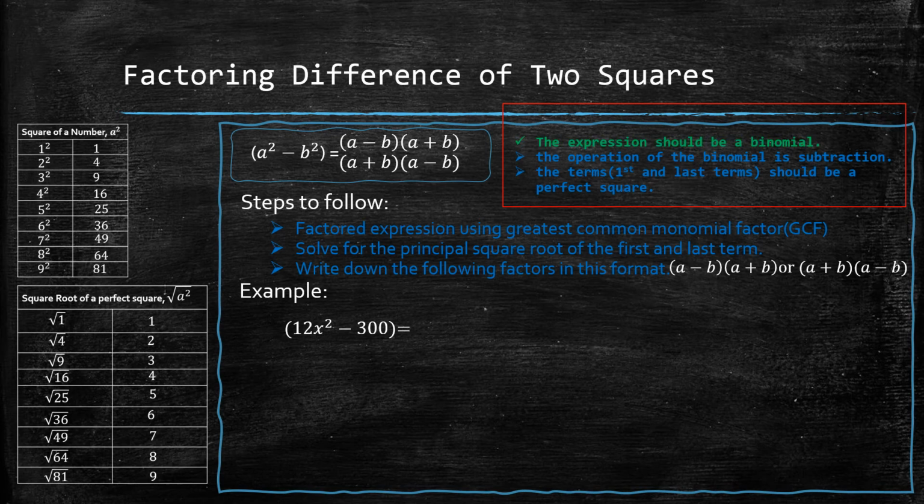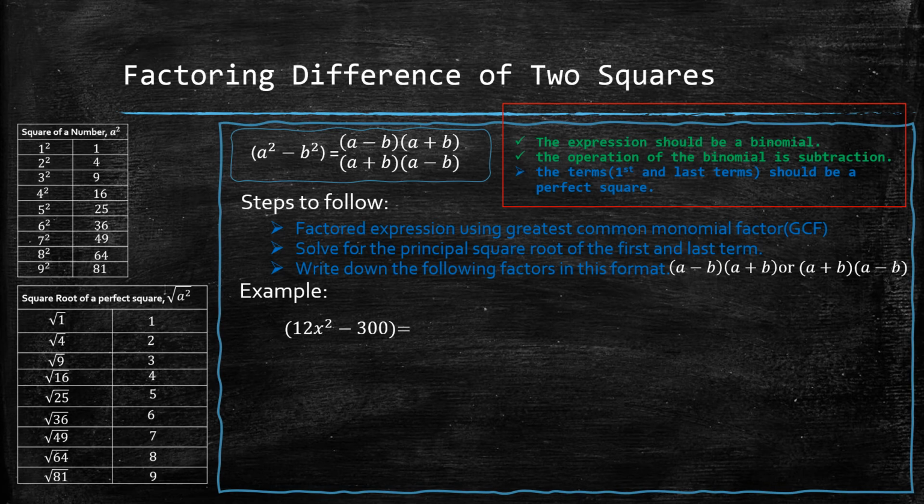Check. Next, the operation of the binomial is subtraction. Check. Next, the first and last terms should be perfect squares. Class, is 12 a perfect square? No. How about 300? Is 300 a perfect square? Even less. So in this case, you proceed now to the first step in solving.